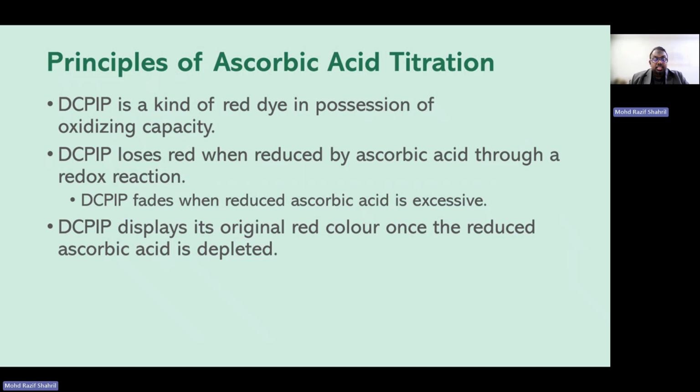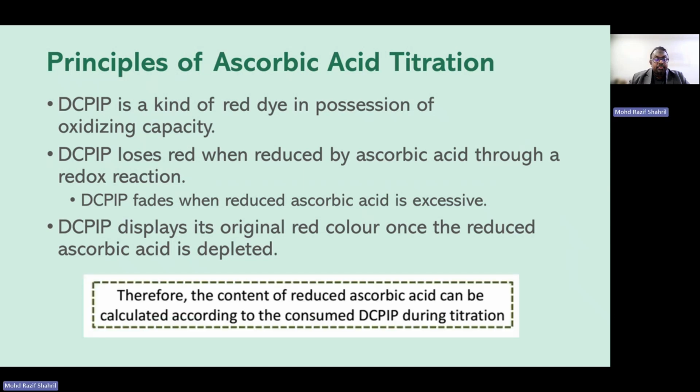As long as there is reduced ascorbic acid still present in our sample, the DCPIP will continue to fade. The magic happens the moment the reduced ascorbic acid is completely depleted. At that exact moment, the DCPIP will display its original red color. Therefore, the content of the reduced ascorbic acid can be accurately calculated according to the amount of DCPIP consumed during the titration.